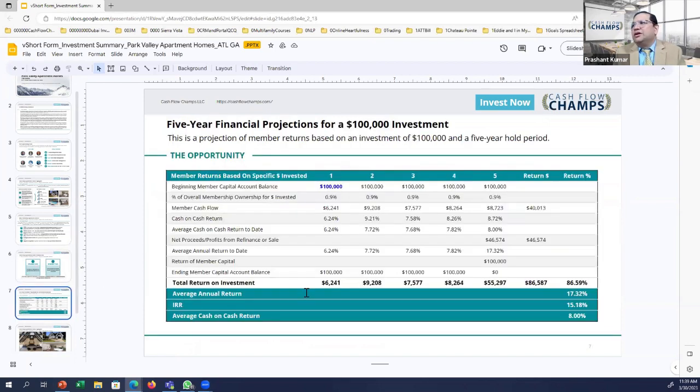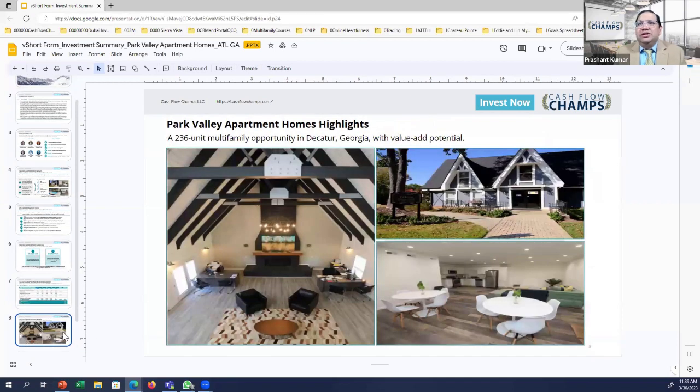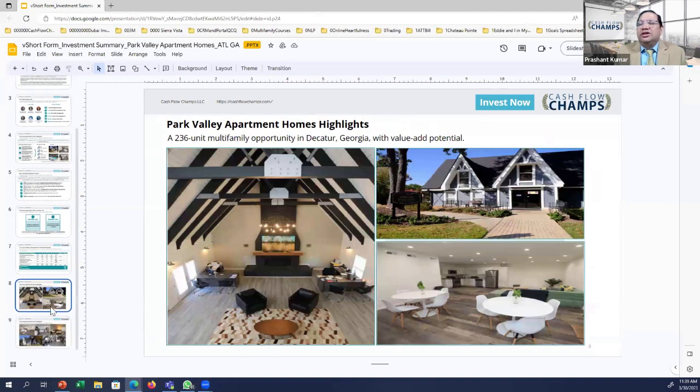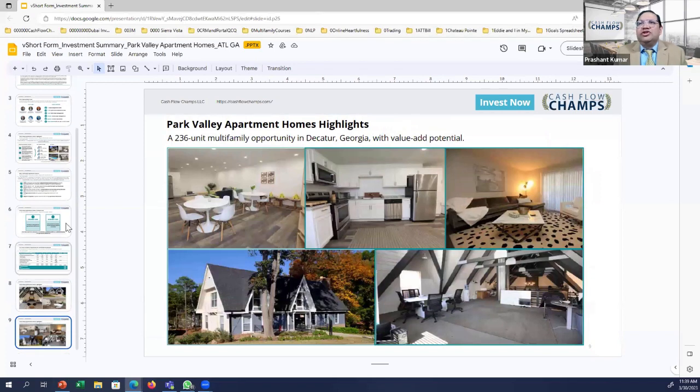So if you look at it, you have an average cash on cash of 8%. Somebody invests 100,000. Year 1, they get 6,000. Year 2, they get 9,000. Year 3, they get 7,500. Year 4, they get 8,000. And year 5, 55,000. So the total return is about 86.5, which is about 17.32%. And there's nothing to be done on the property. 231 out of 236 units are already upgraded. So I just wanted to share that.